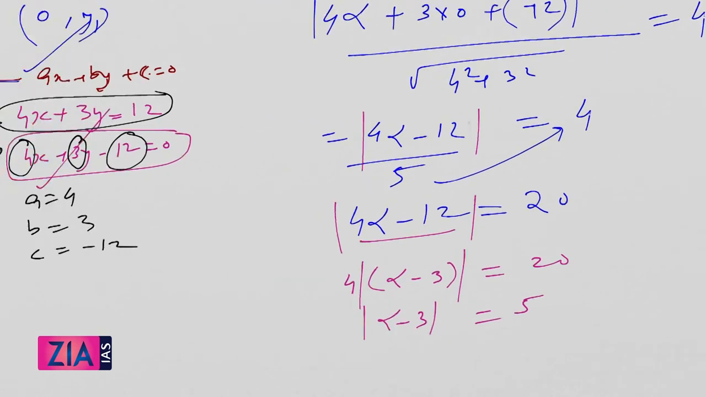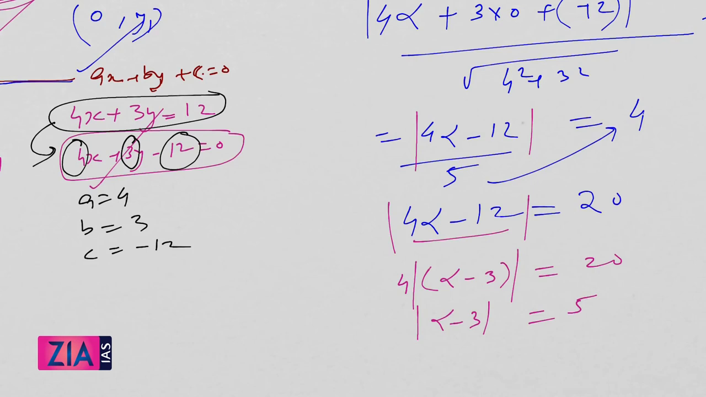So what will be the value of alpha? Whatever you are getting for alpha minus 3, when you take mod, you get 5, right? So there are two possibilities. You may directly get 5, that is, when you do alpha minus 3 you get 5, and when you take mod, automatically it will be 5. Or when you do alpha minus 3 you get minus 5, and when you take mod, you will get 5. So I hope you understood two cases.